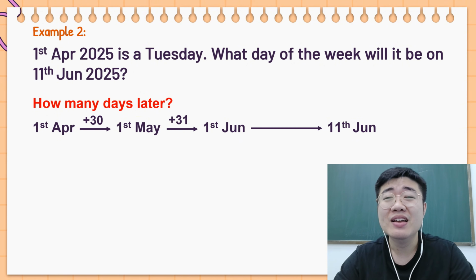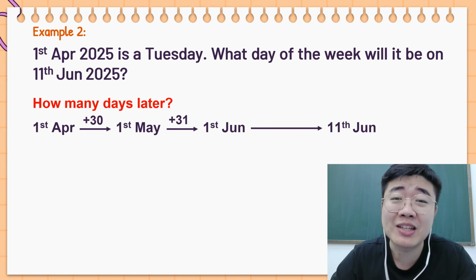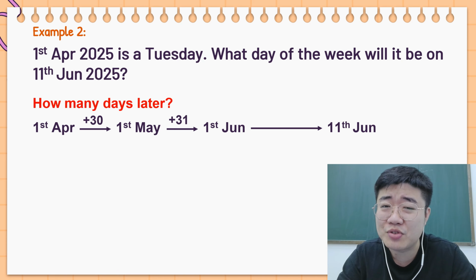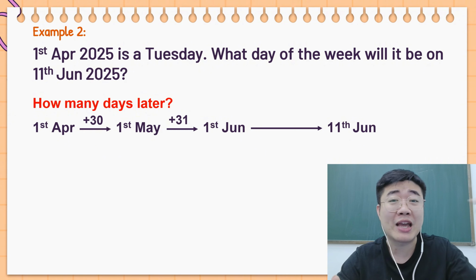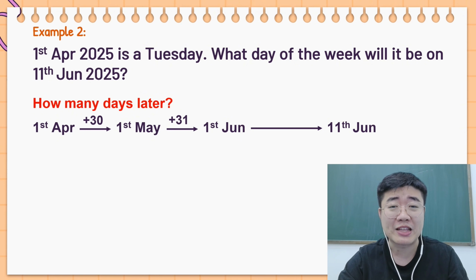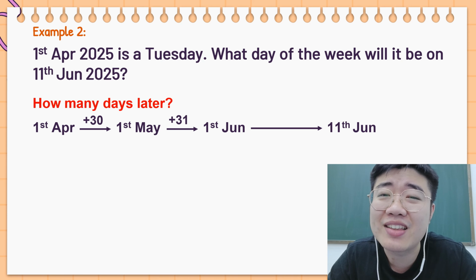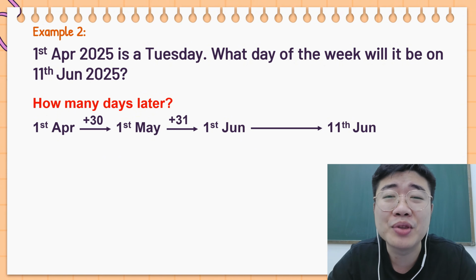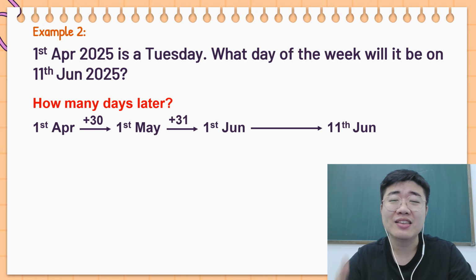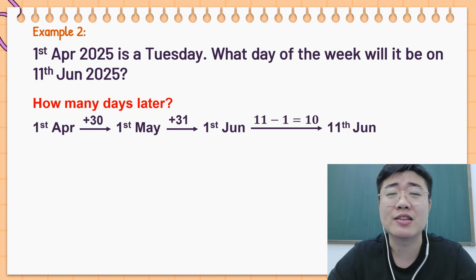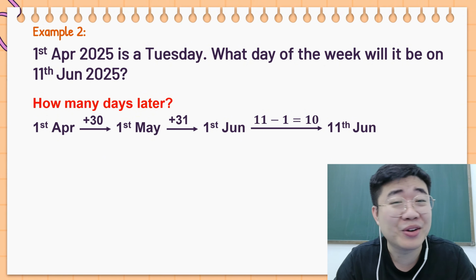Plus 1. Now, 1st of June to 3rd of June. How many days later? Yes, this will be 2 days later. So notice 1st of June to 3rd of June, 3 minus 1 gives us 2 days. Then 1st of June to 2nd of June, 2 minus 1 tells us it will be 1 day later. So if we subtract the dates from each other, we'll know how many days later. Now, from the 1st to the 11th, we can do 11 minus 1. This will be exactly 10 days later. So after knowing this, what do we do next?